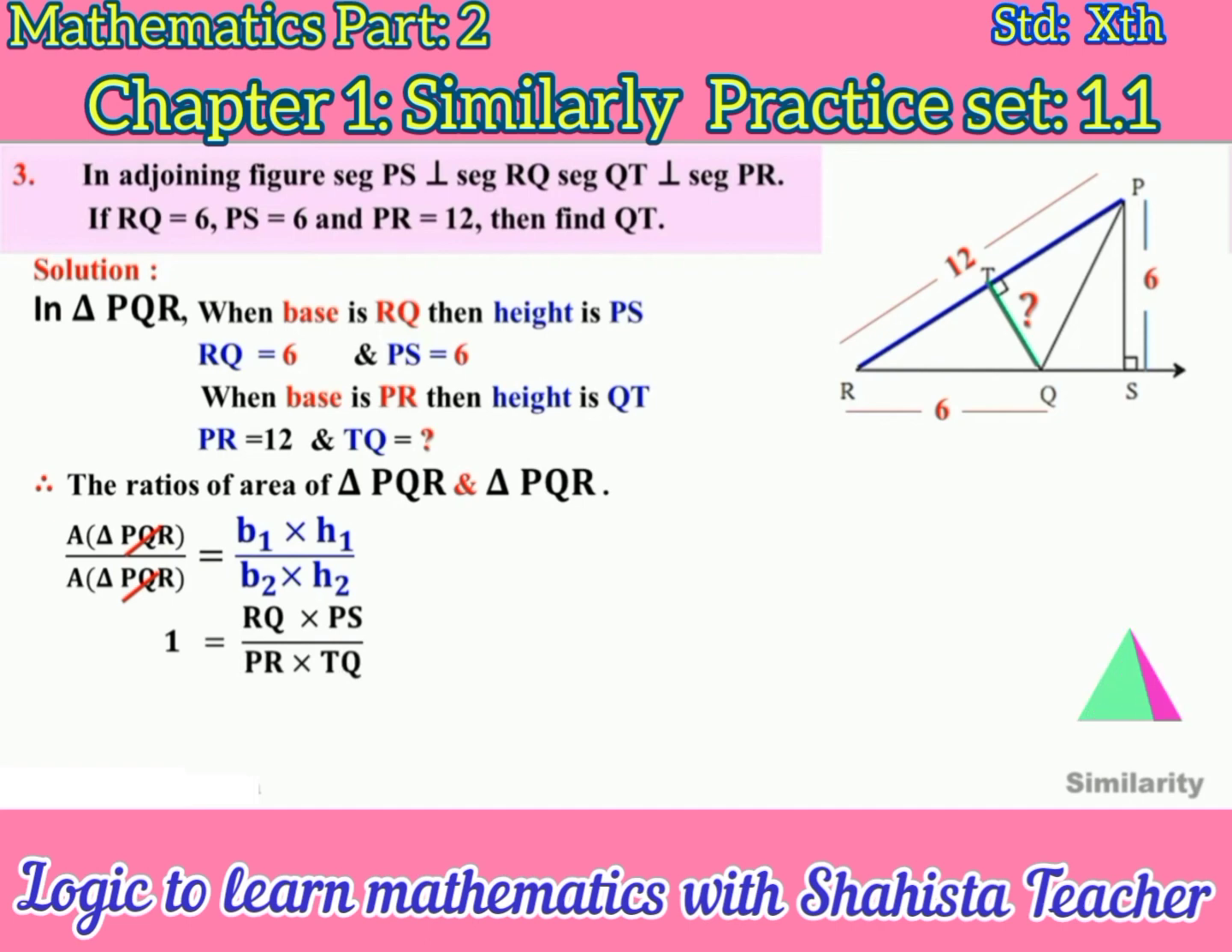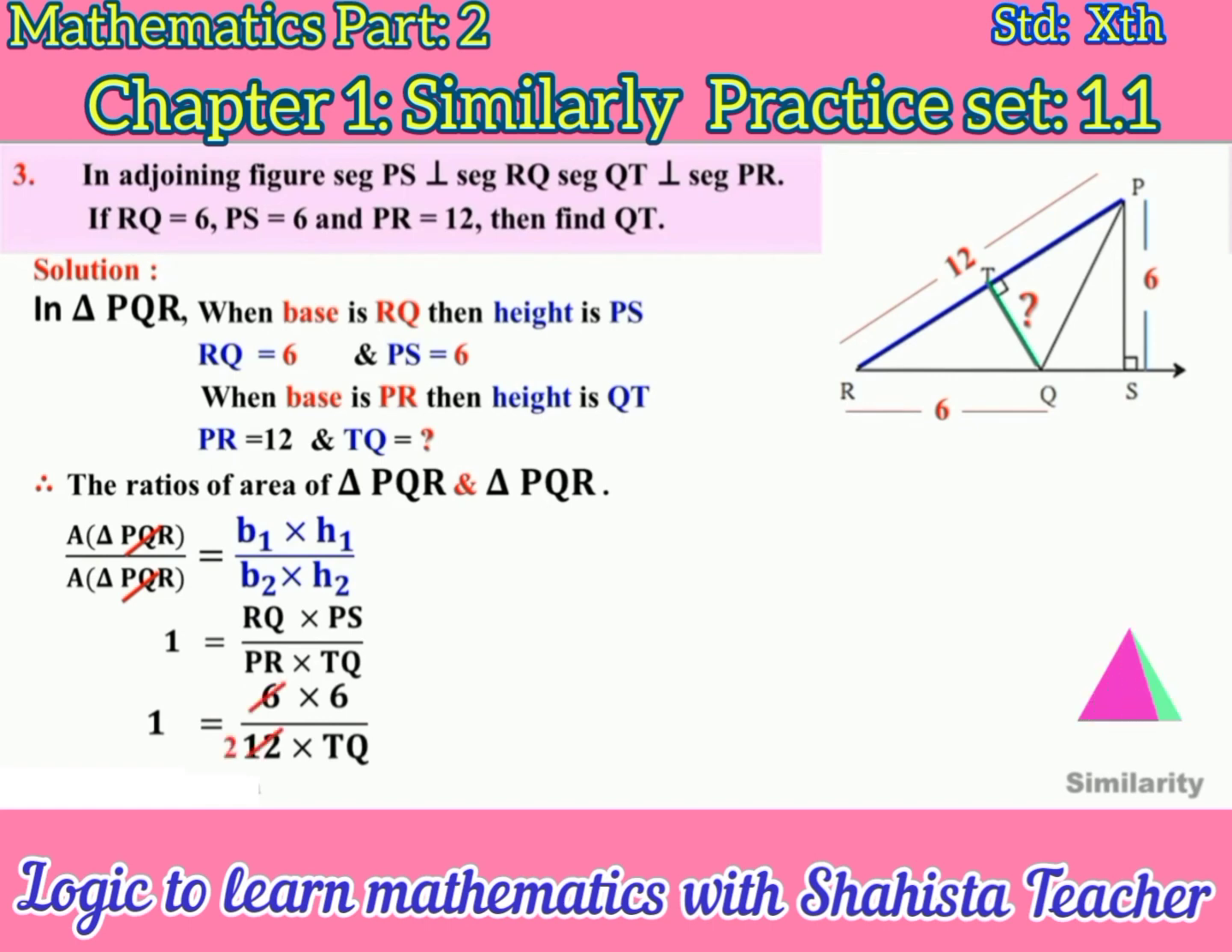Now we will write the values. So 1 is equal to, value of RQ is 6 and value of PS is 6, so 6 multiplied by 6 in the numerator. Value of PR is 12, so in the denominator, in place of PR, we will write 12. So 1 is equal to 6 multiplied by 6 upon 12 multiplied by TQ, which remains as it is because we don't know the value of TQ. We are finding QT. QT is nothing but TQ. TQ and QT both are the same. 6 ones are 6, 6 twos are 12.